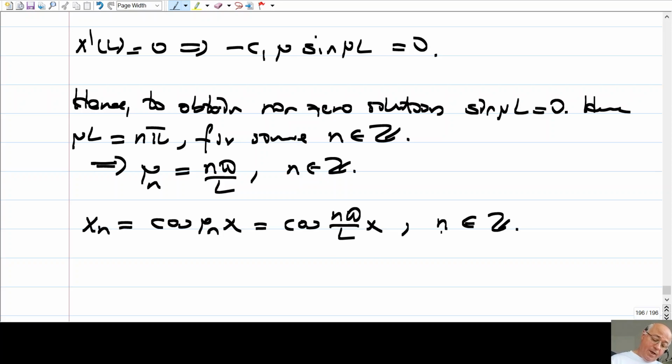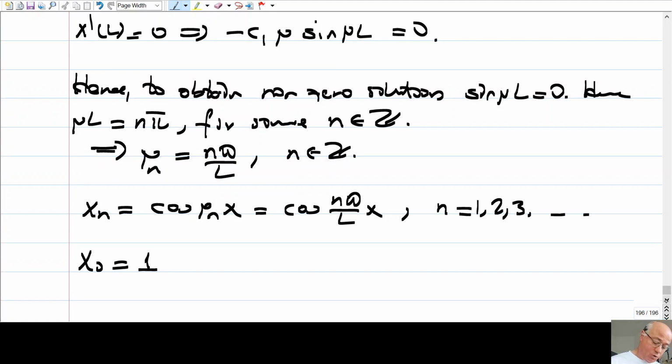But you see, again, if I plug negative numbers, I get the same thing because cosine is an even function. And in this case, n is positive because mu is positive. So I can again assume it is like this. X0 was already a constant function, so I can just take it to be 1.